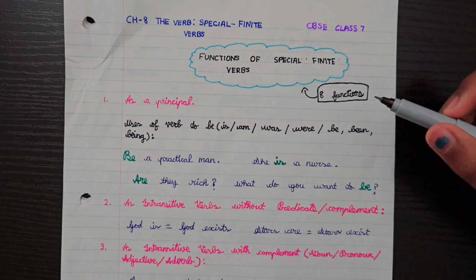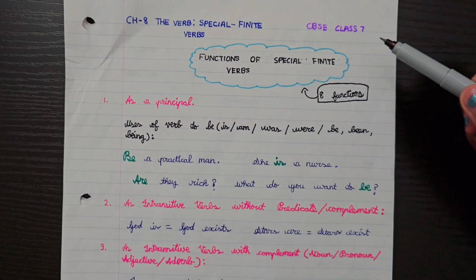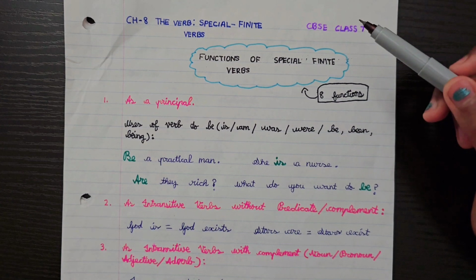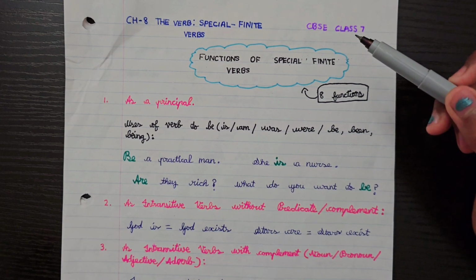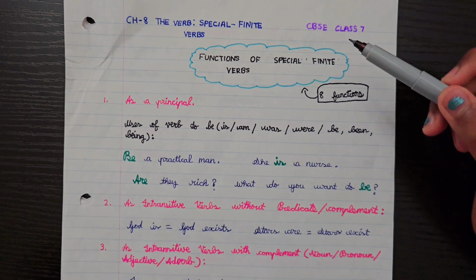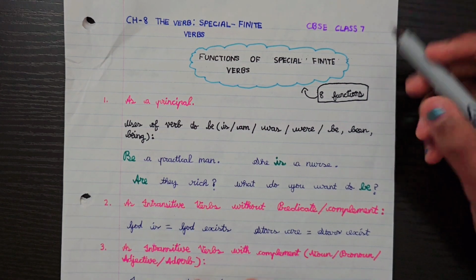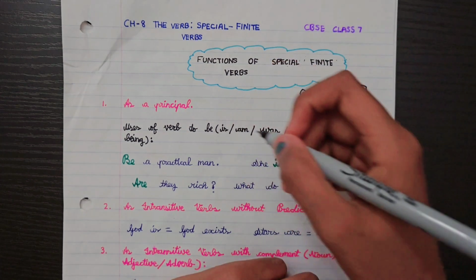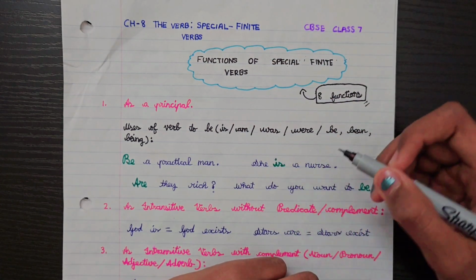Today, we're going to be seeing some grammar in CBSE Class 7, Chapter 8, the verb: Special Finite verbs. So let's get into the video. Today, we're going to be learning the functions of Special Finite verbs. There are 8 functions. The first function: as a principal.